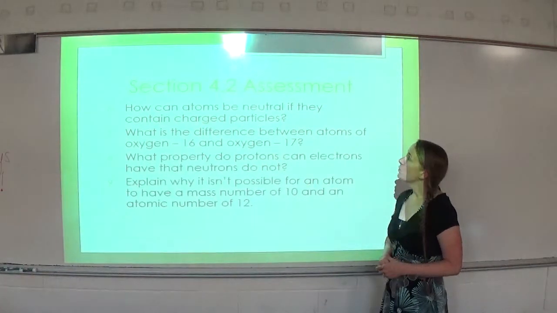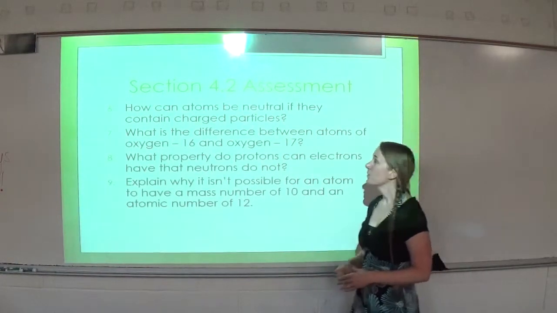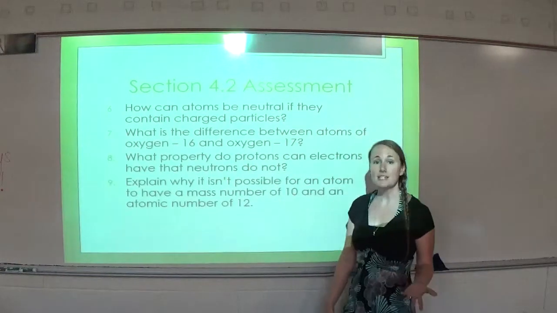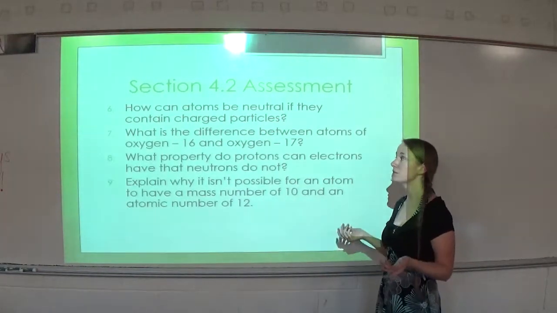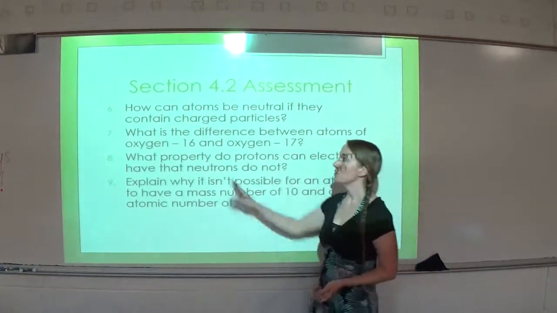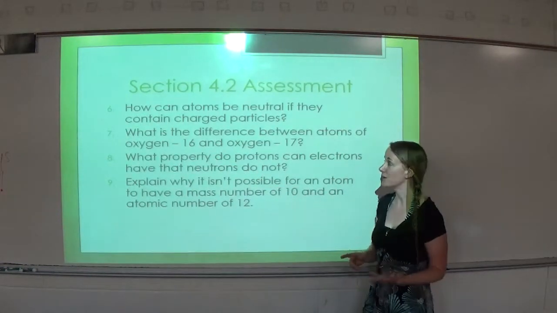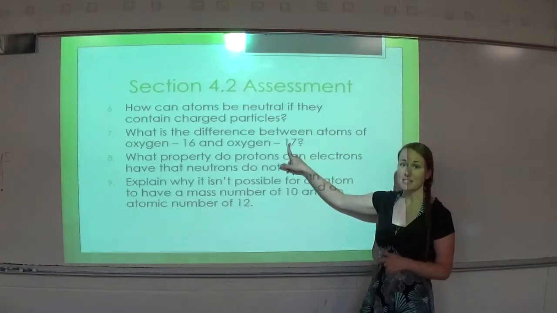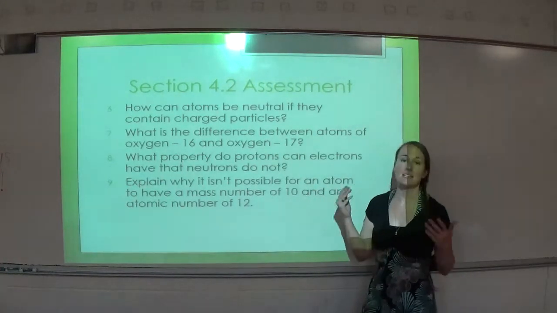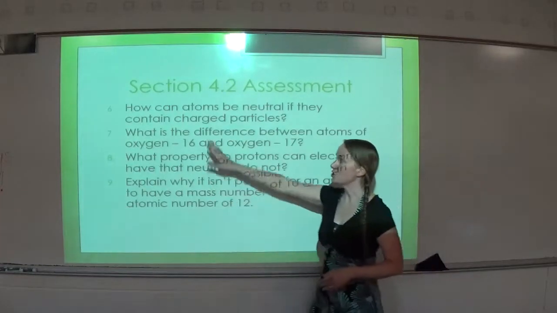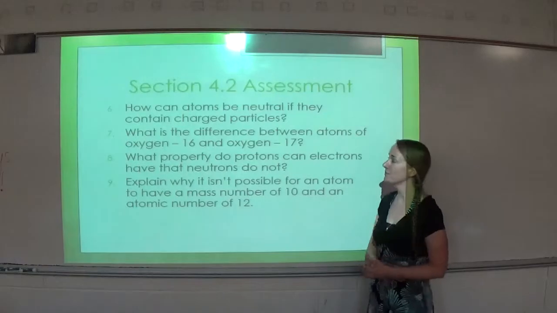And then number 7, what's the difference between atoms of oxygen-16 and oxygen-17? Well, oxygen is number 8 on the periodic table, so they both have to have 8 protons. So what would be different? It would be the number of neutrons. 16 minus 8 is 8, so oxygen-16 has 8 neutrons. 17 minus 8 is 9, and so oxygen-17 has 9 neutrons.